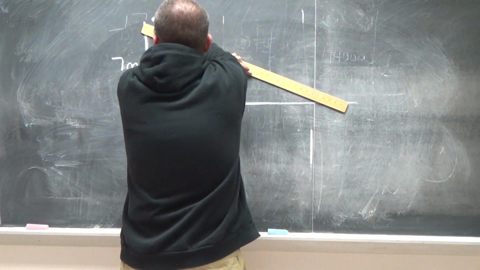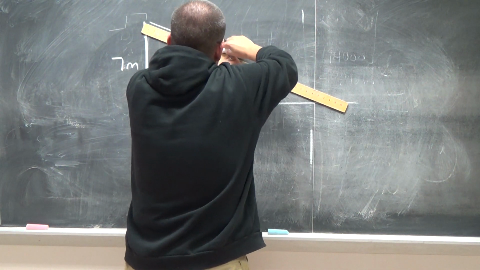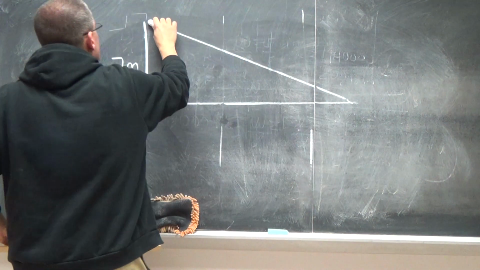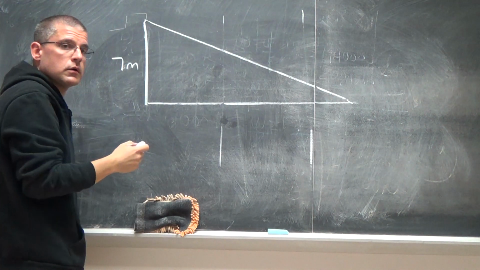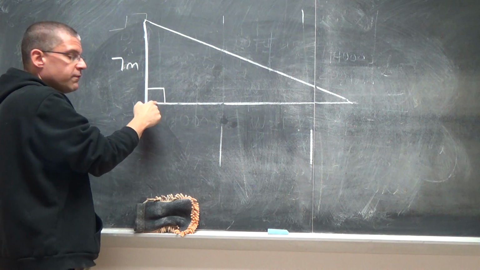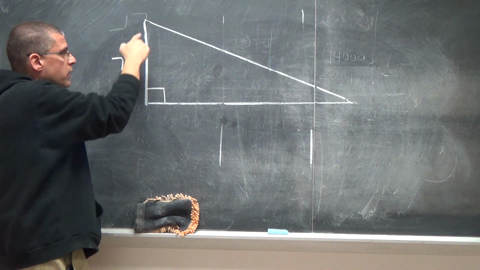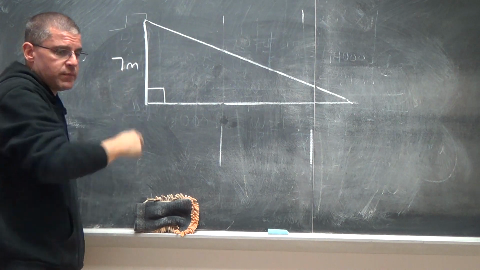Here we go. So now we get an inclined plane. We talked about an inclined plane is the shape of a right triangle. And a right triangle means one of the angles is 90 degrees. Okay? So we already know one side or one leg of it, it's 7 meters, okay?